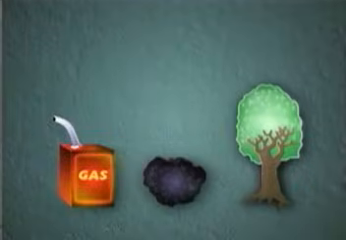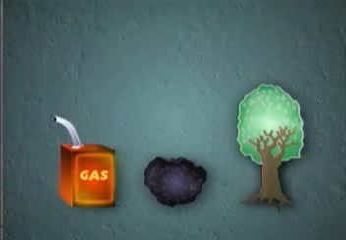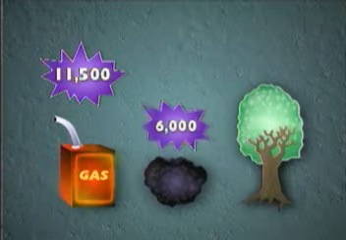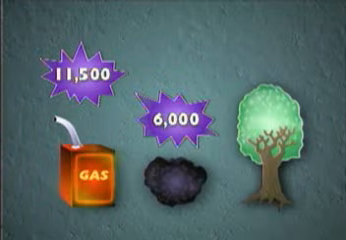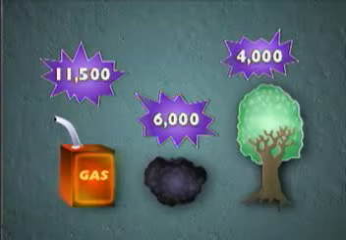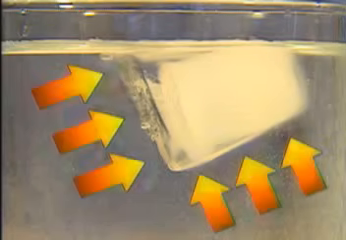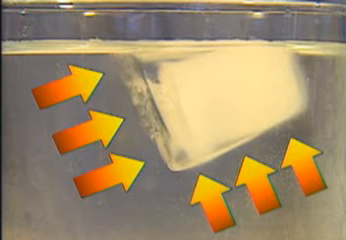The value of any kind of fuel can be measured by how much heat it gives off when it is burned. A gram of gasoline gives off about 11,500 calories. A gram of soft coal gives off 6,000 calories. And a gram of oak gives off 4,000 calories. We saw earlier that heat always flows from something hotter to something colder. There are different ways that this happens.